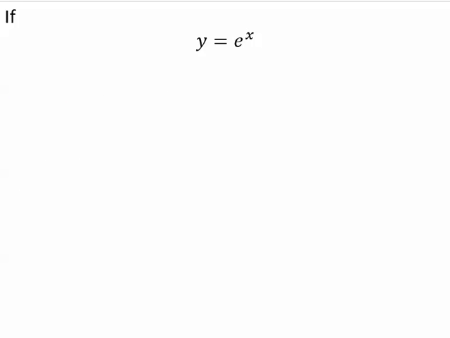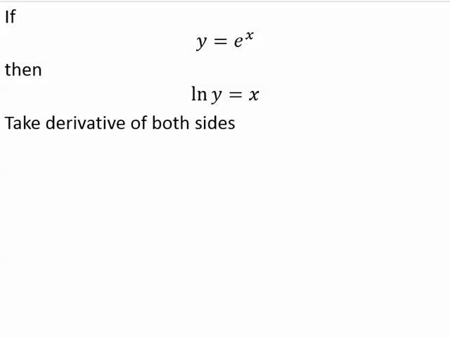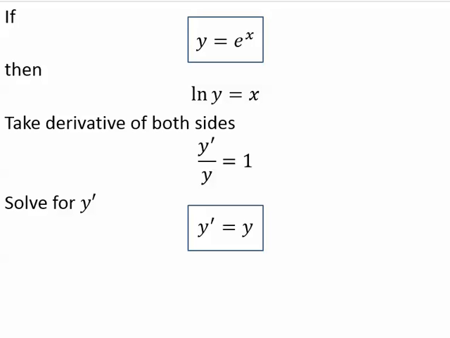If y equals e to the x, then that means that log y equals x. Take the derivative of both sides. I get y prime over y on the left, and then on the right, taking the derivative with respect to x, I get 1. Solve for y prime, and I just found out that the derivative of y is y. Now, that's terrific. That tells us that the derivative of e to the x is equal to e to the x.